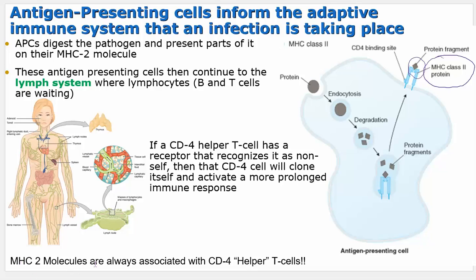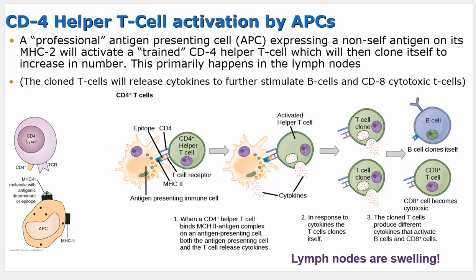I have this note down here. Remember, MHC2 are always associated with CD4 helper T cells. So, CD4 helper T cell activation by these antigen-presenting cells. The macrophage has pulled something up to the lymph nodes, and the CD4 helper T cell recognized it as being non-self, because it's trained to do that. So it's going to clone itself and increase in numbers. It's also going to release cytokines to further stimulate other immune cells like B cells and CD8 T cells.